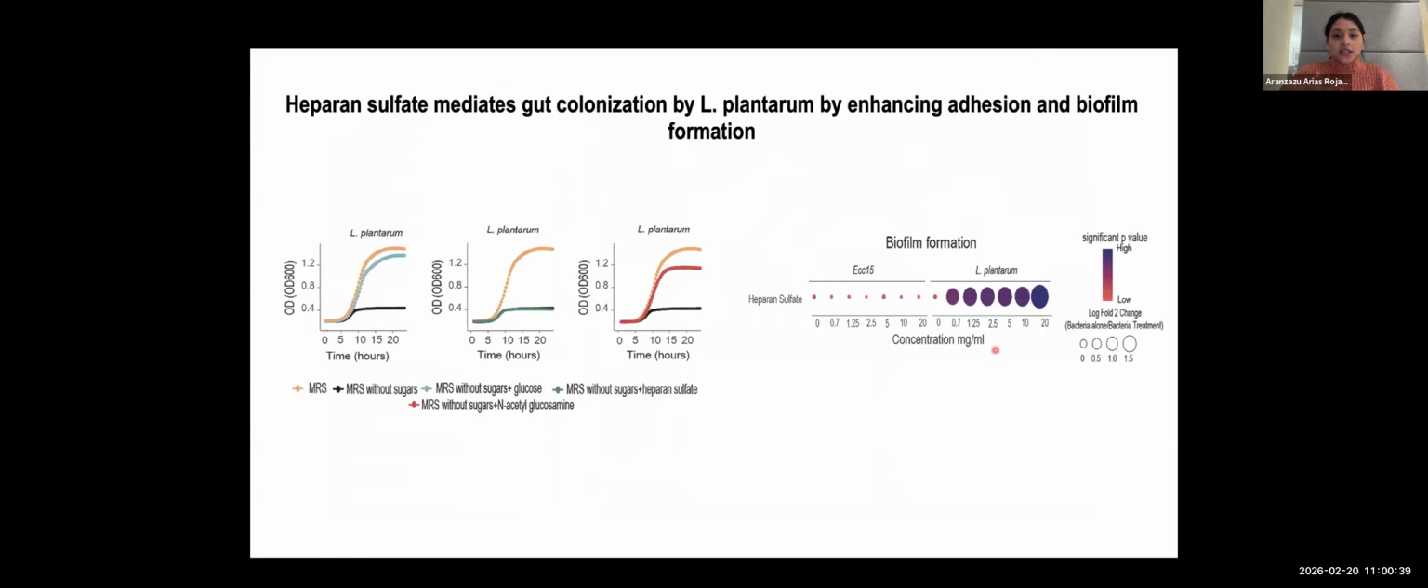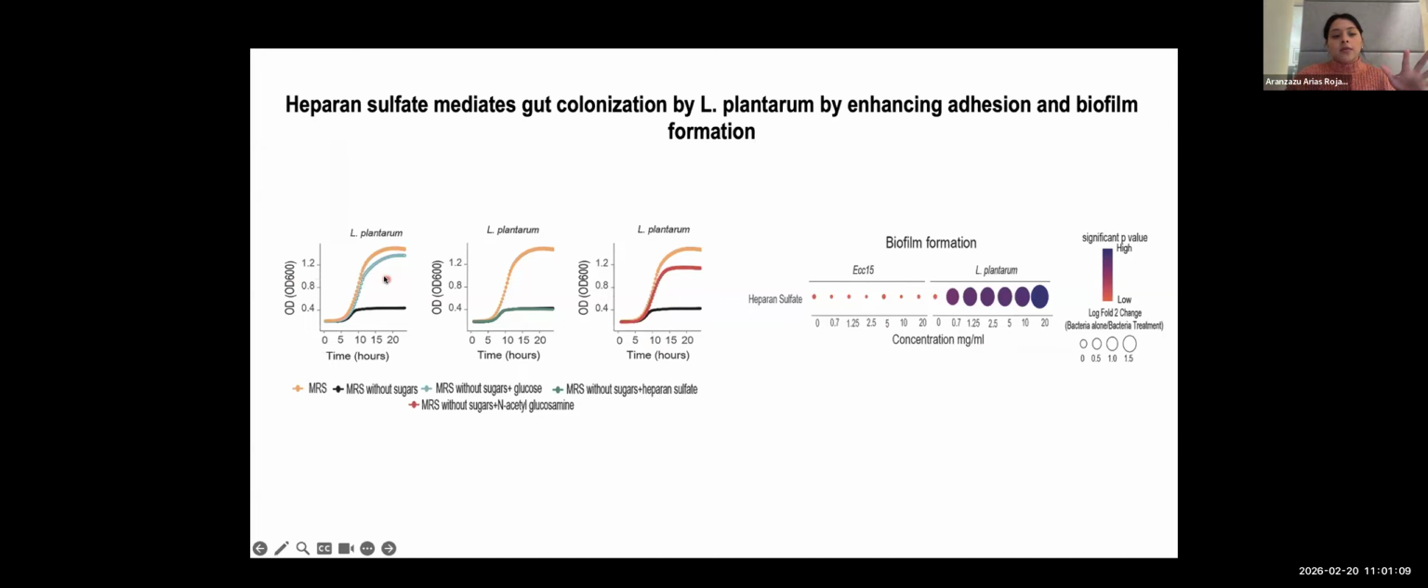So what is lactobacillus then using heparan sulfate for? Interestingly, we could see that lacto cannot use heparan sulfate as it is. So it uses derived sugars from heparan sulfate, in this case, for example, N-acetylglucosamine, which is a sugar that builds up the structure of heparan sulfate. But not only that, it takes up this sugar and seems to use it to thrive.